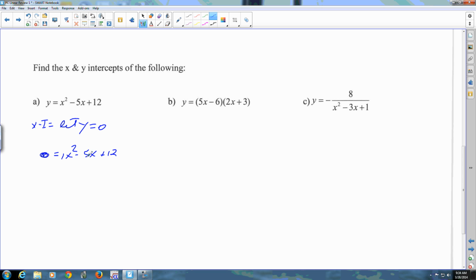Things that multiply to 12 and add to negative 5. Things that multiply to 12: 1 and 12, 2 and 6, 3 and 4. None of those are going to add to 5. So it's not factorable. So your only option then is to do the quadratic formula.